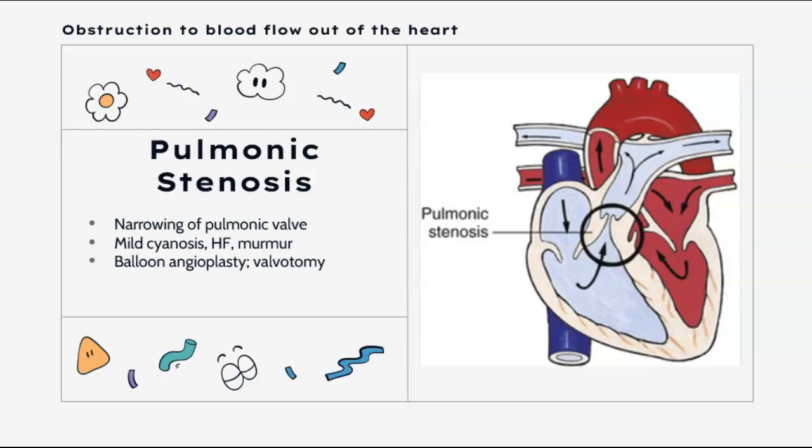Patients can be asymptomatic. They might show mild cyanosis or signs and symptoms of heart failure. The more narrow the stenosis is, the worse the symptoms are. You might also hear a murmur. Treatment for this is balloon angioplasty or valvotomy.